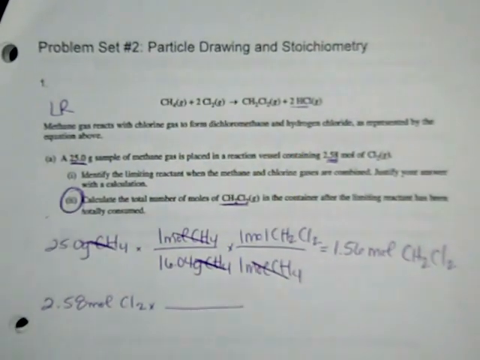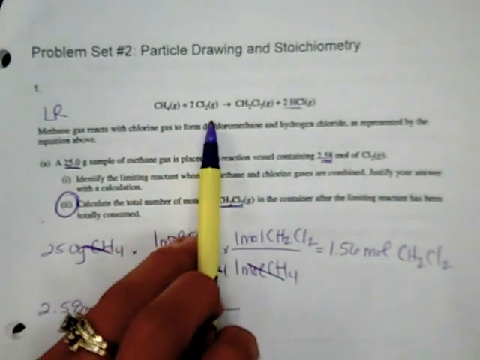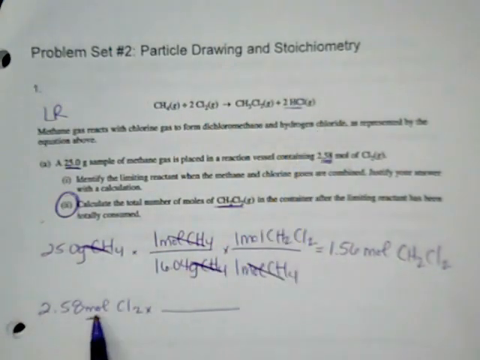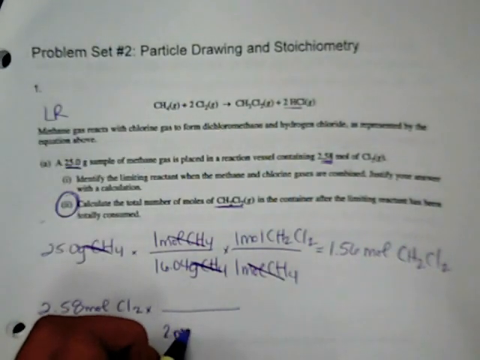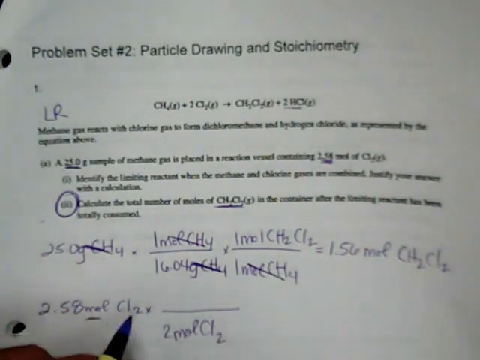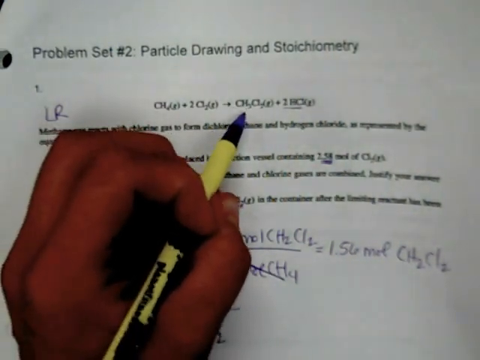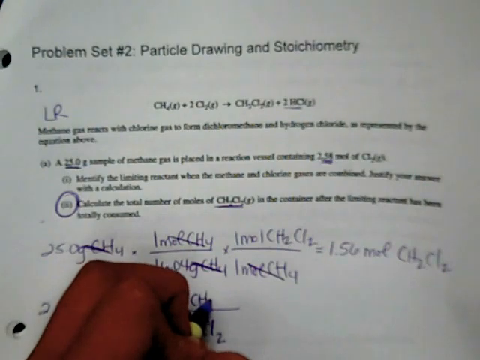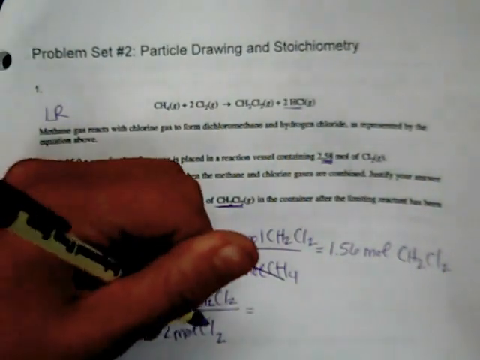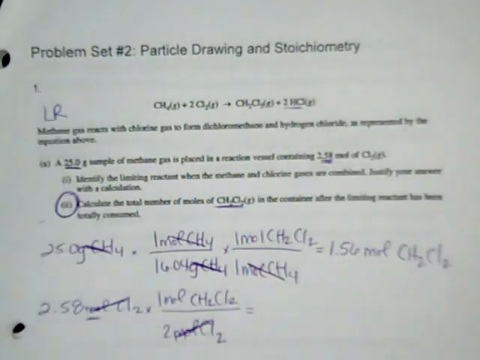All right, let's do the other one. So this is already a mole, so I don't have to do an additional step. Because it's balanced by using molar ratios, I only need to use moles when I'm using my chemical reaction. So for every 2 moles of chlorine, I can go ahead and do my mole bridge or my molar ratio. I'll produce 1 mole of dichloromethane. So my moles will cancel. So 2.58 divided by 2 gives me 1.29.